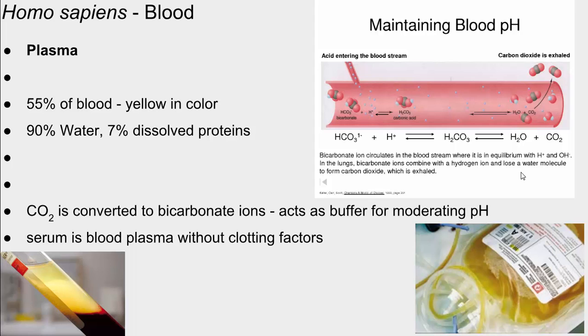The plasma is the liquid part. You're going to take a vial of blood and centrifuge it, spin it around very quickly. It separates out into various components. The plasma looks like this yellowish sort of liquid. Here's a bag for transfusion of plasma only.